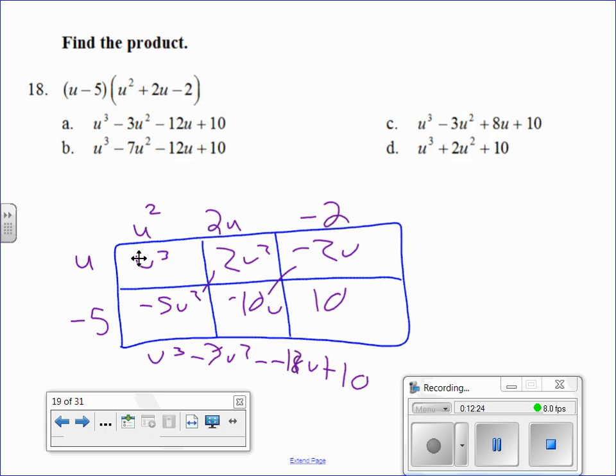Now, ask the class, what answer should we choose? What answer should we choose? Taylor says A. Very good. Any questions?